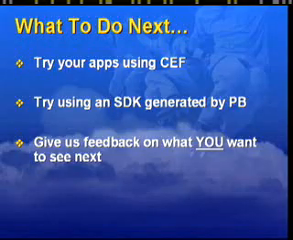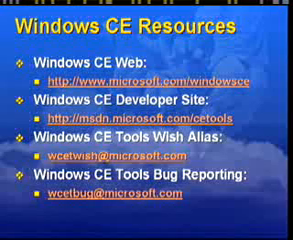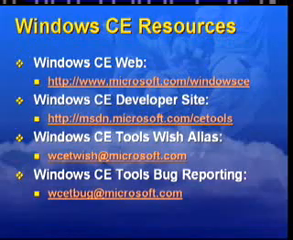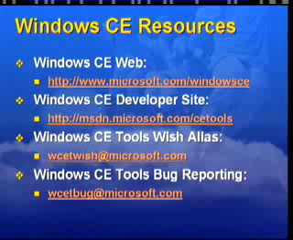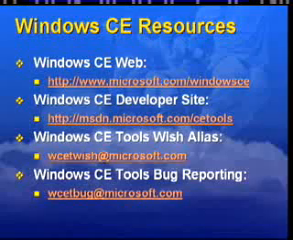How can you do that? There's 2 web pages on this page, which you should also have in your slide printouts. And there's the Windows CE Tools wish alias, where you should send any feature requests. We read these, we monitor these. The more we hear about somebody wanting something, the more likely it is to get implemented. And the bug reporting if you have any errors with our products.